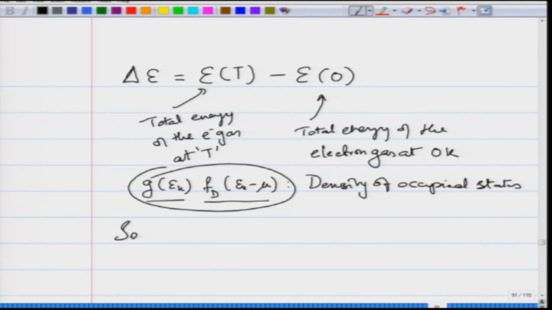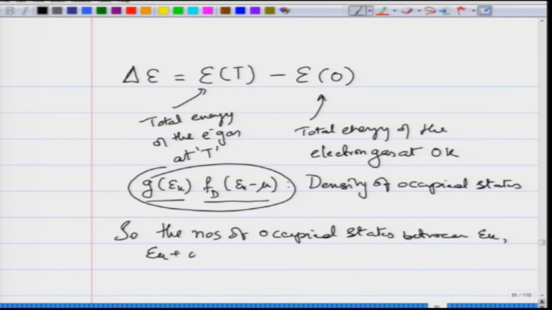So, the number of occupied states between energy range Ek and Ek plus dEk will be g(Ek) f(Ek minus mu) dEk. This is the total number of states between Ek and Ek plus dEk which are occupied.